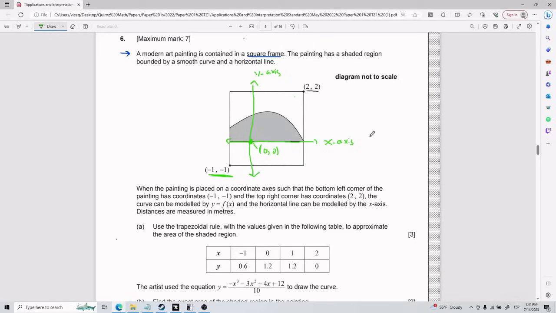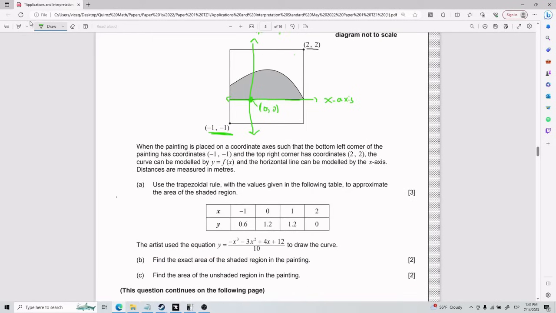All right. For part A, use the trapezoidal rule with the values given in the following table to approximate the area of the shaded region. And then this is the table that they give us. So we need to use the trapezoidal rule with that. Now, I'm sure a lot of you are thinking, I never understood the trapezoidal rule. It's so weird. Let me help you through it. In this case, we are using it to approximate the area of the shaded region, and the trapezoidal rule is very good for that.